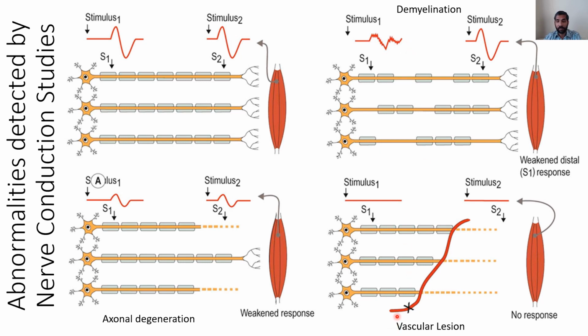Let's say you have a vascular lesion and the nerves have died out, then you don't get any signal, and then you know that there is a problem. So those are some of the ways in which you can use nerve conduction studies to figure out what the problems with the peripheral nervous system are.